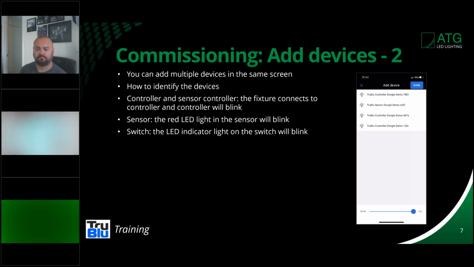The same with a sensor. If you have a sensor in the room, the sensor will blink and you'll be able to notify that the sensor is indeed appropriate for the room. And with a switch, if you're using one of the switches, there's a light in the switch that will blink as well. So you're getting visual cues about the right products that are in the zone that you're working with, so you're not making any mistakes.